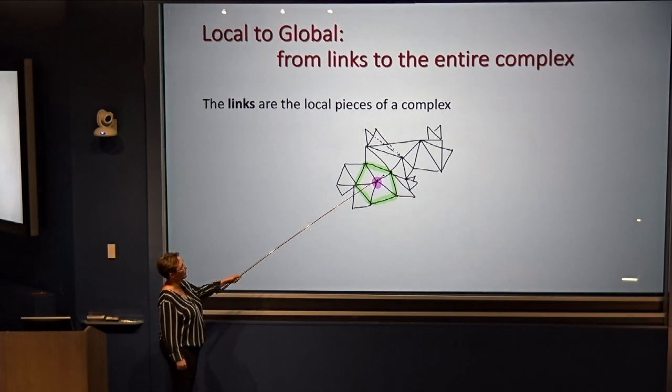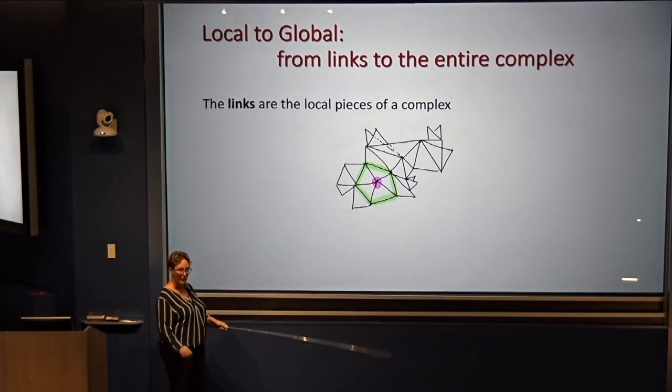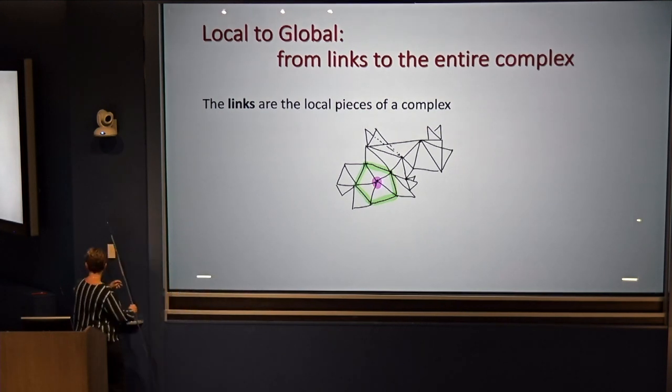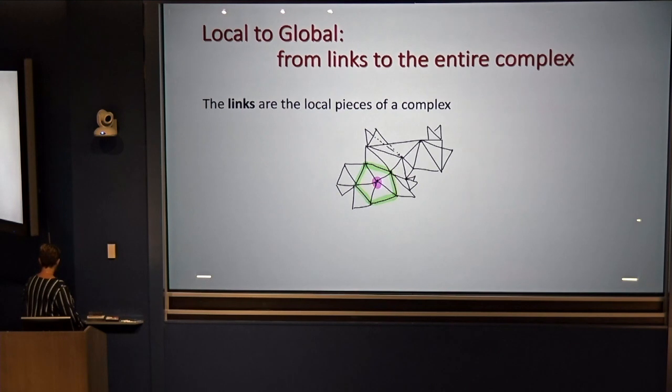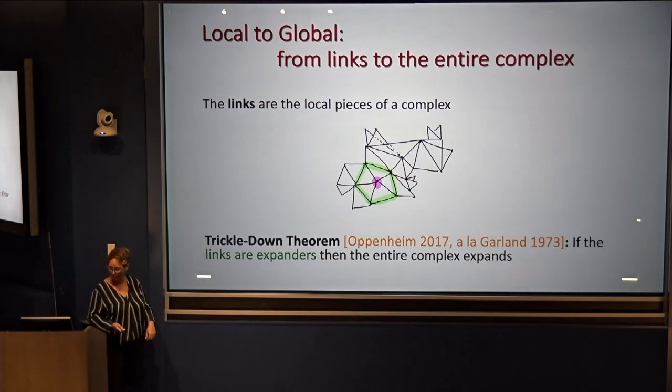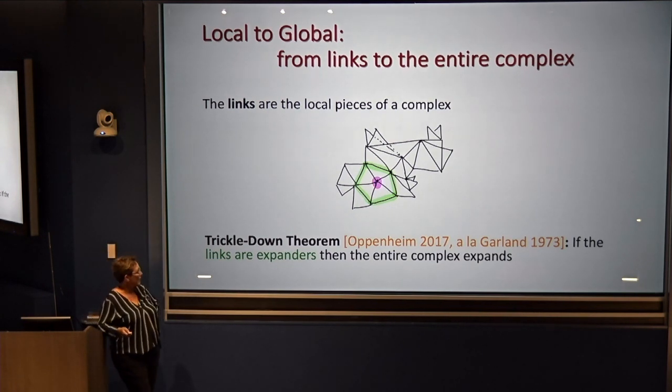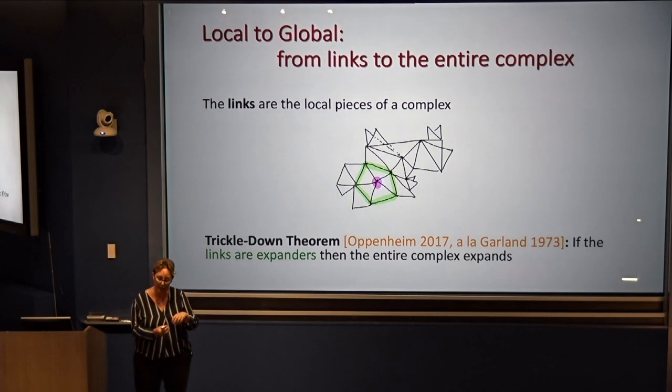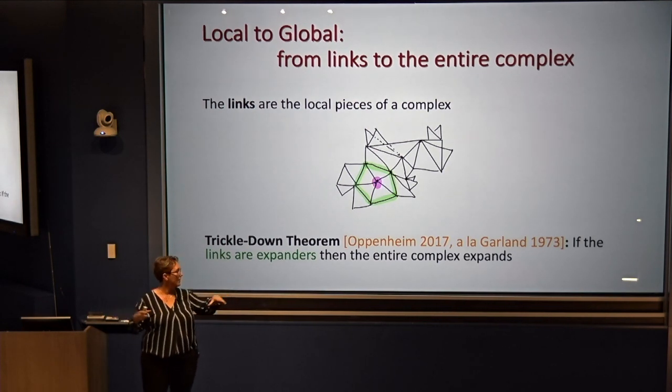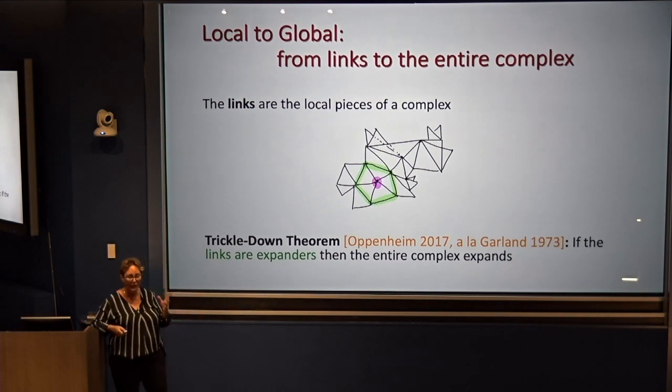Of course, you can also look at the link of this vertex and the link of that vertex, and so on and so on. So really, you can look at the entire structure of the complex link by link. And here is a theorem by Zahar Oppenheim, who is speaking tomorrow, I think, about something a little bit similar to this theorem. And really, people that are in the know say that this already kind of is in the spirit of a much older theorem of Garland from 1973 that also used something about the expansion of the links to show that the entire Laplacian is connected, meaning that the real cohomology vanishes.